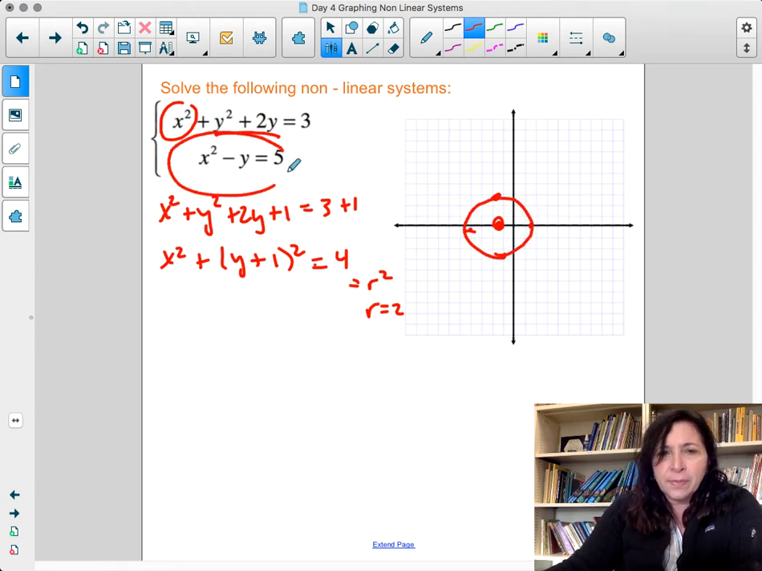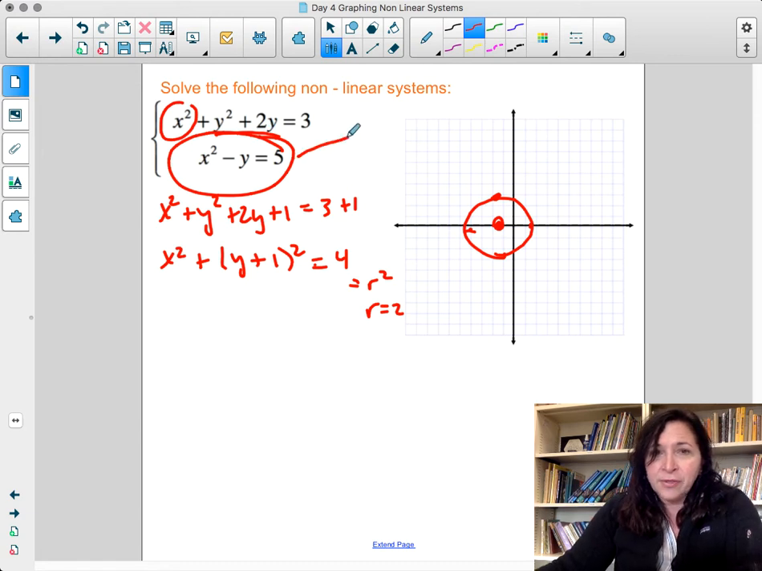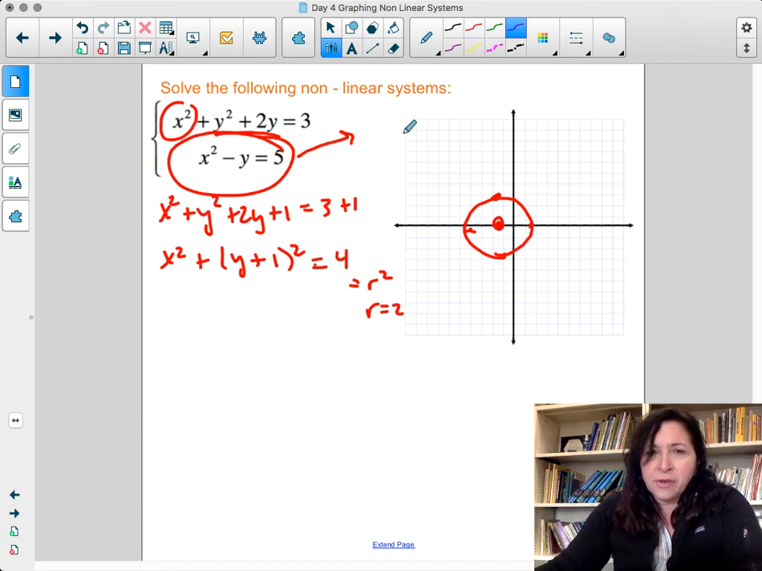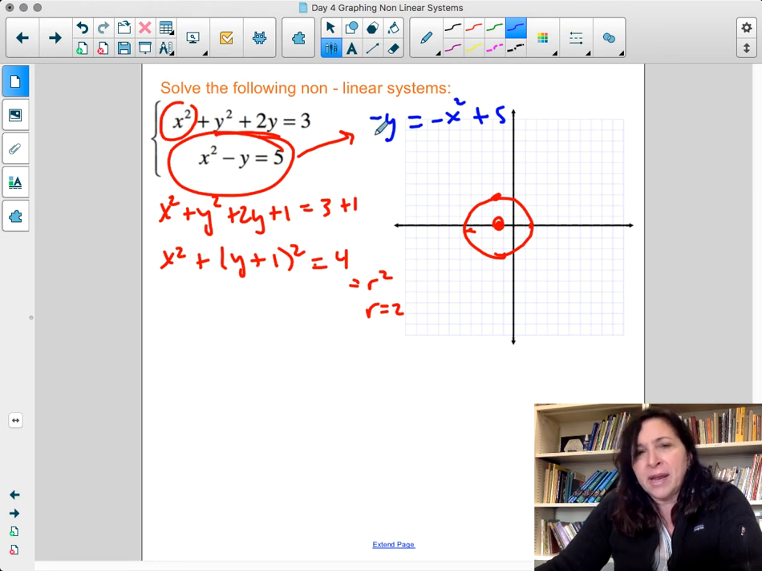This, though, is a parabola. And for this equation, let's graph that. So let's see. I like the x squared on the right, so I'm going to rewrite this. So we got negative y is equal to negative x squared plus 5. I don't like that there, so I'm going to move that 5 over. Actually, I'm just going to divide by negative 1 first. So I have y equals x squared plus 5.